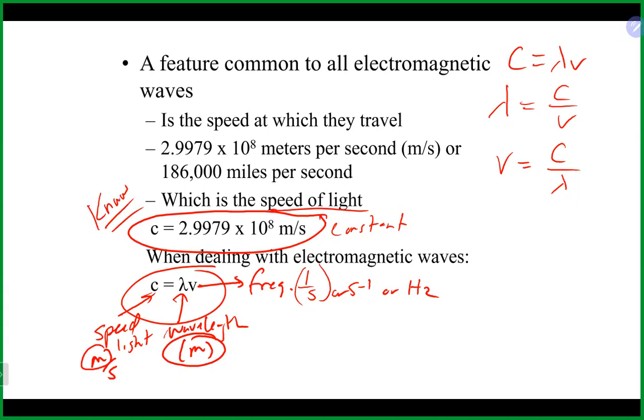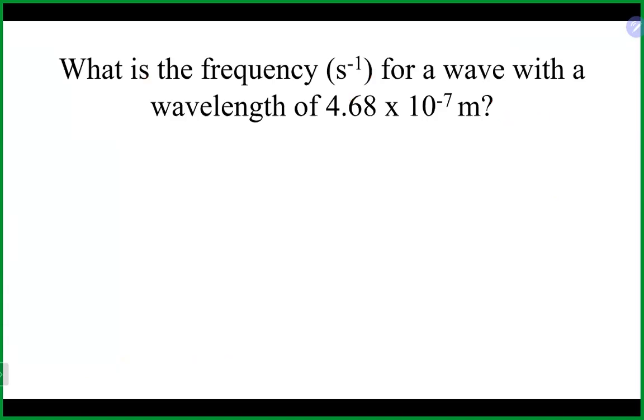All right, so let's take a look at one here, see what you come up with. What is the frequency for a wave with a wavelength of 4.68 times 10 to the -7 meters? So see what you come up with here.